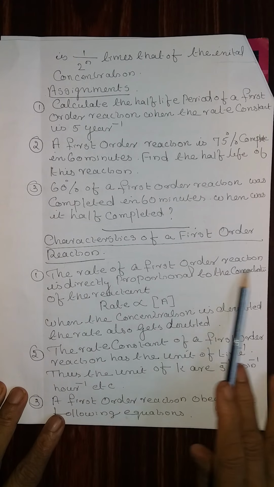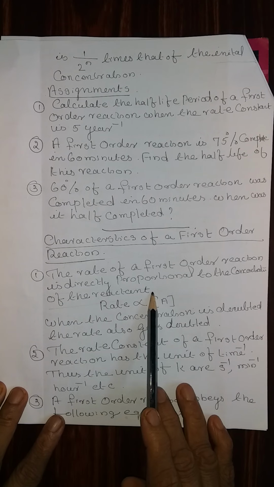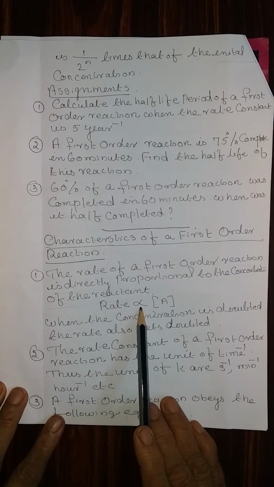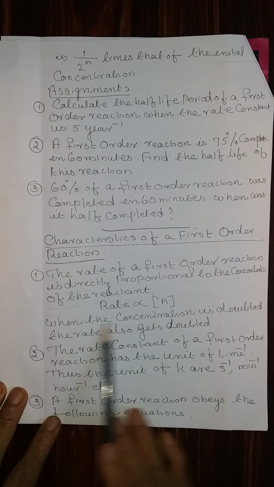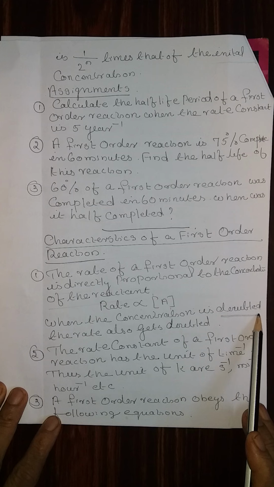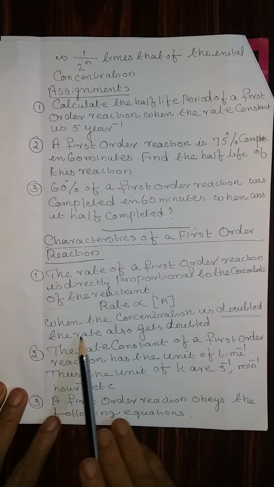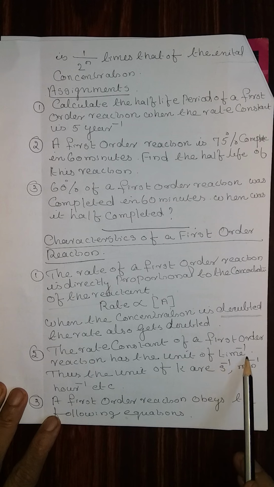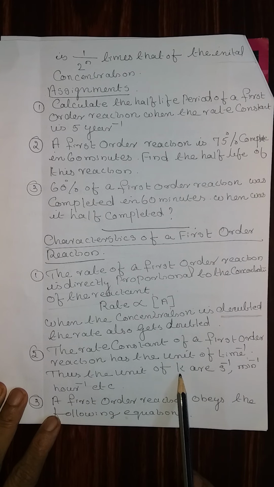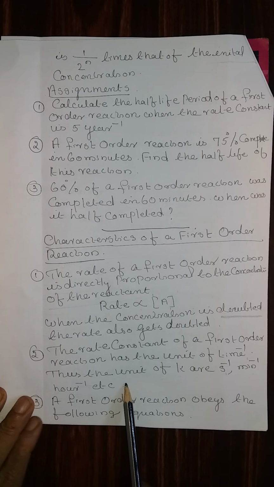The rate of the first order reaction is directly proportional to the concentration of the reactant. That is, rate is directly proportional to the concentration of the reactant. When the concentration is doubled, fill in the blank question, the rate also will get doubled. 2. The rate constant of the first order reaction has a unit per time. That is, the unit of k is per second, per minute or per hour.